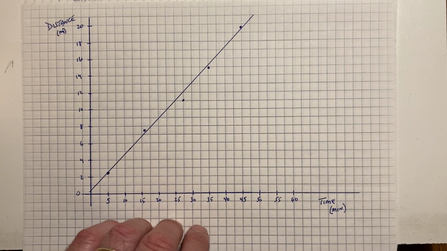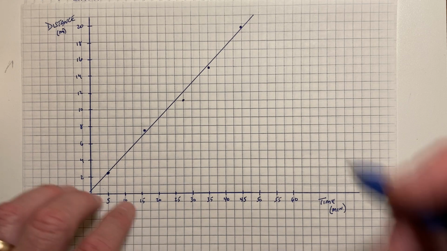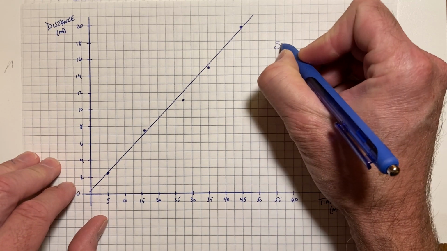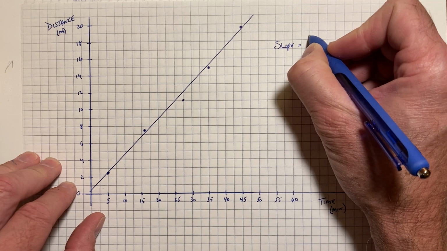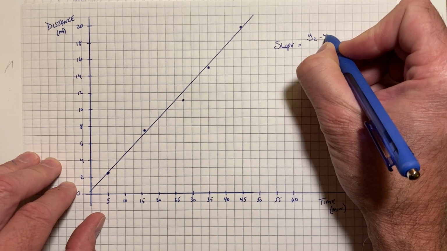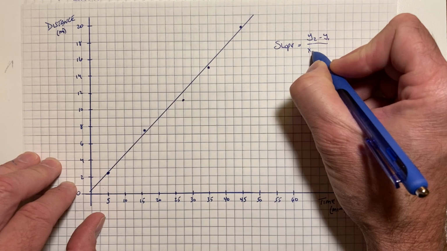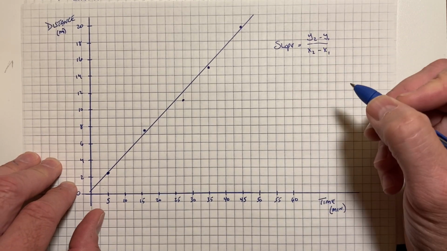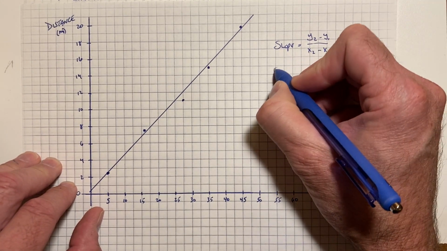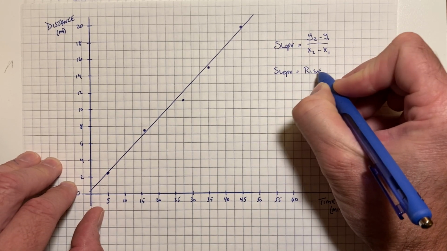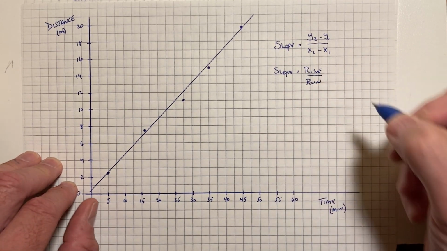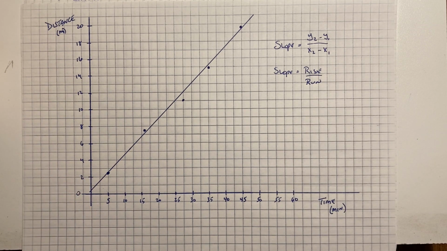If I want to find the slope of this thing, there's a couple different ways I can do that. If you're in a math class, your math teacher may tell you that the slope is y2 minus y1 over x2 minus x1. Or your teacher may tell you that slope is equal to rise over run. In both cases, they're actually the same thing. It's just different language to express the same idea.